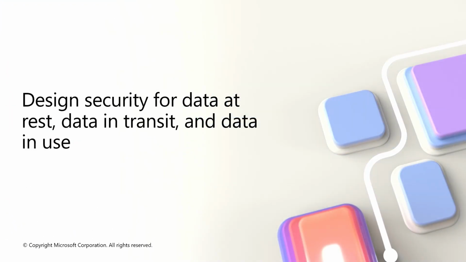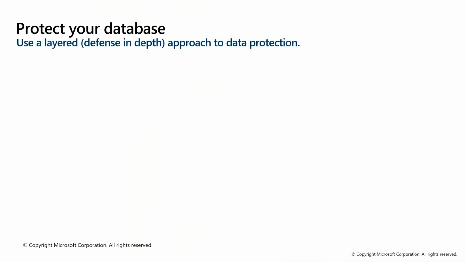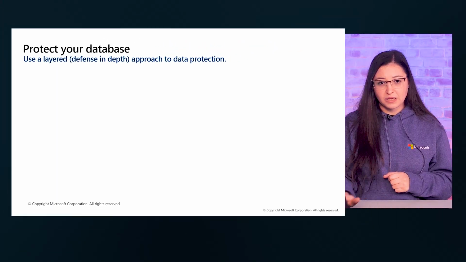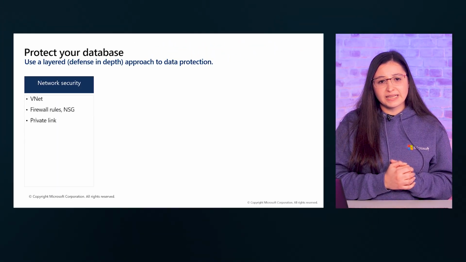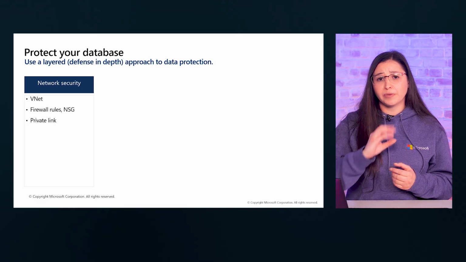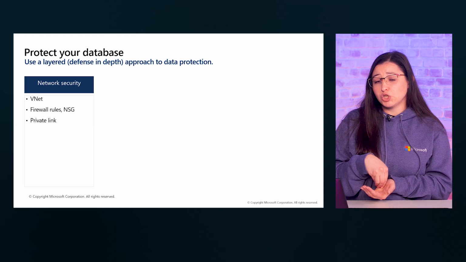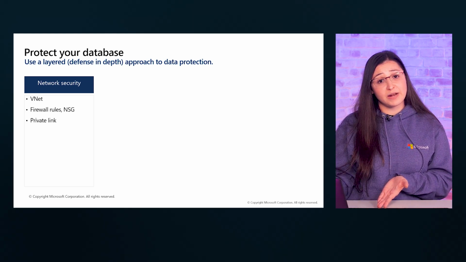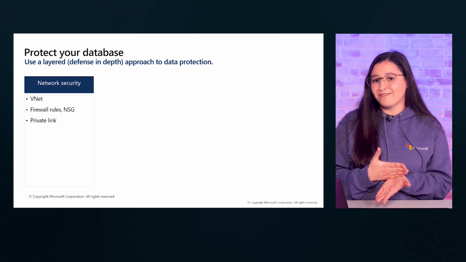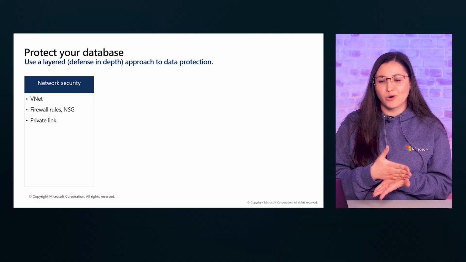Now, design security for data at rest, data in transit, and data in use. We will take a layered approach for our defense. From the network perspective, we would like to consider our perimeter with built-in firewall and networking rules. We can consume service endpoints, private endpoints to make sure that all traffic is coming only from our private network.